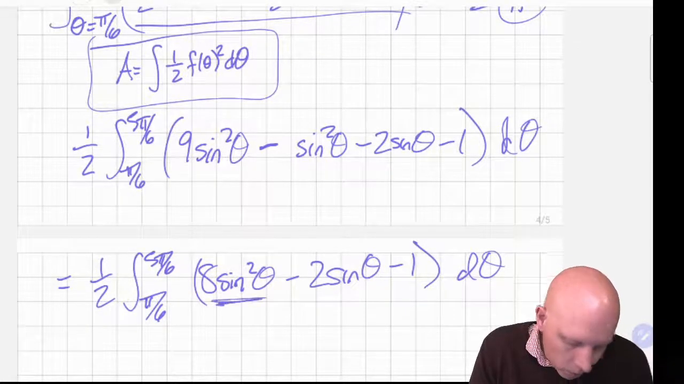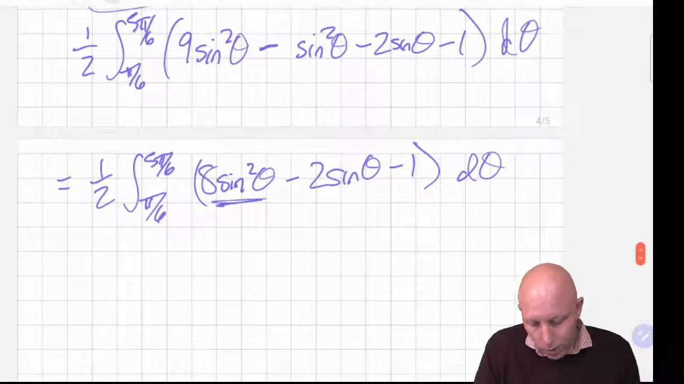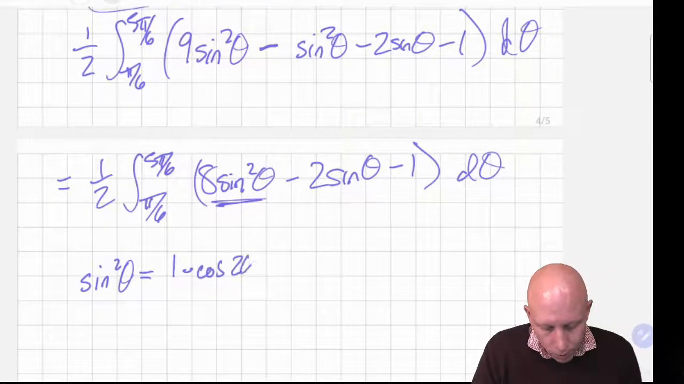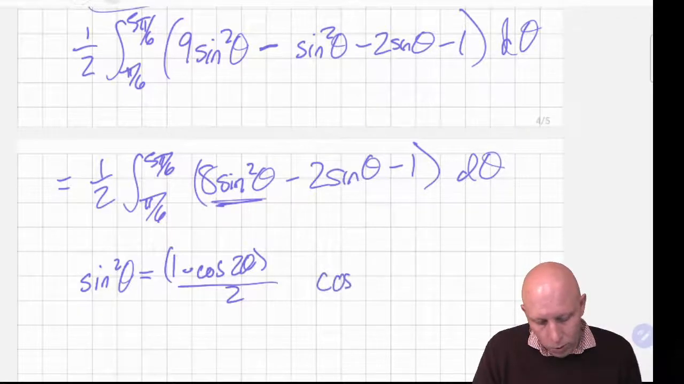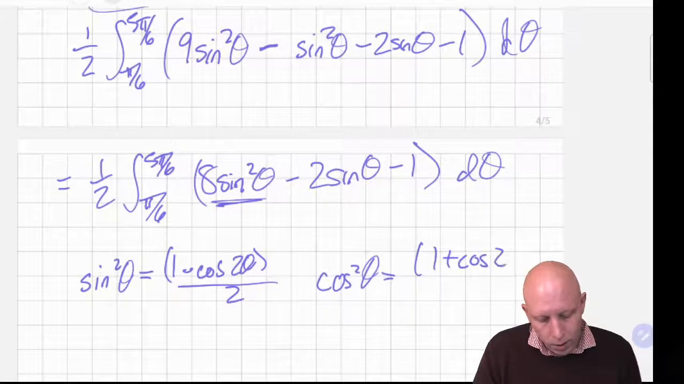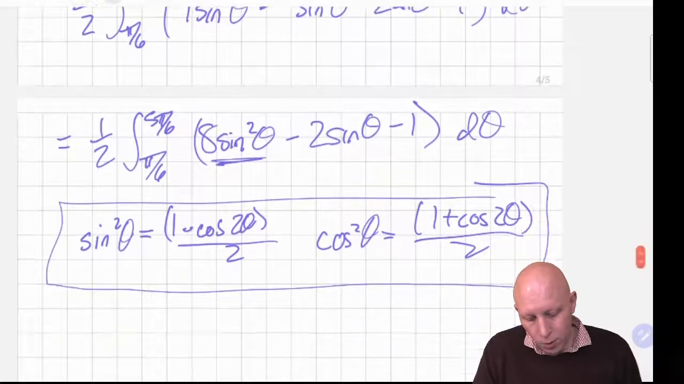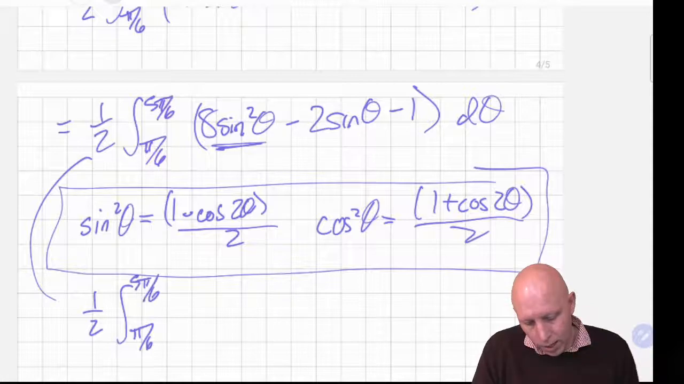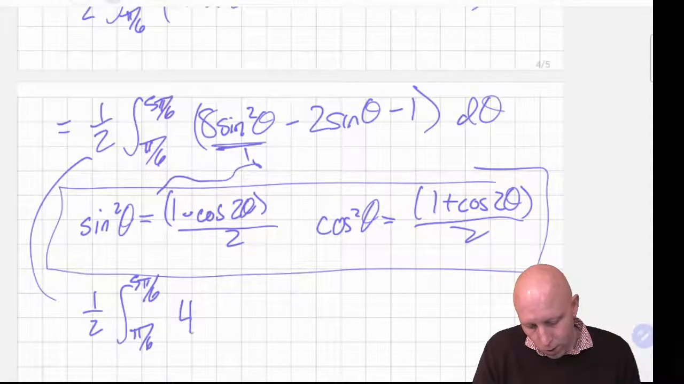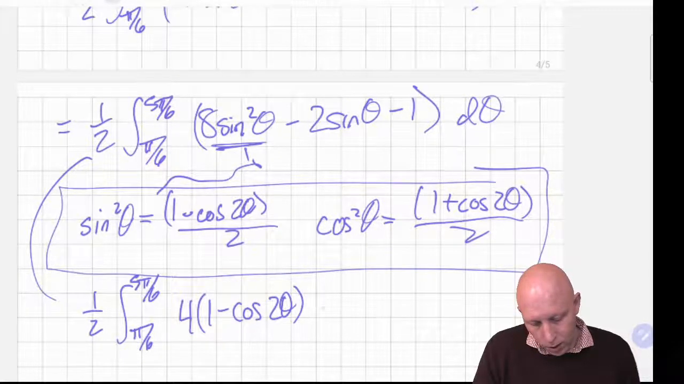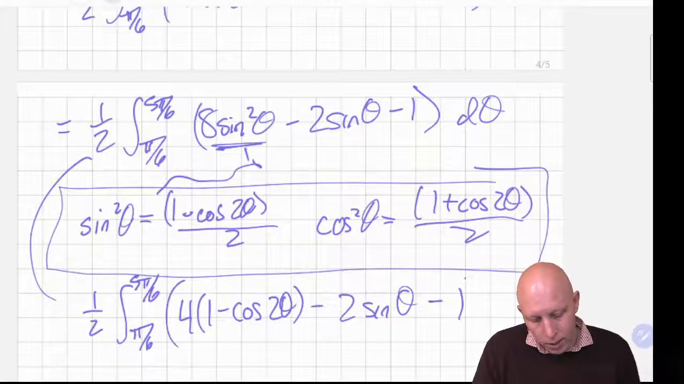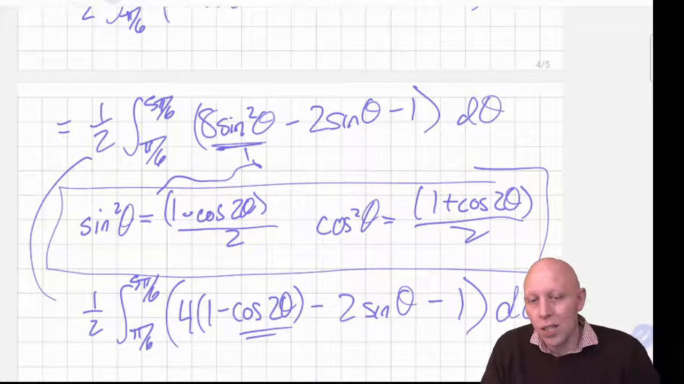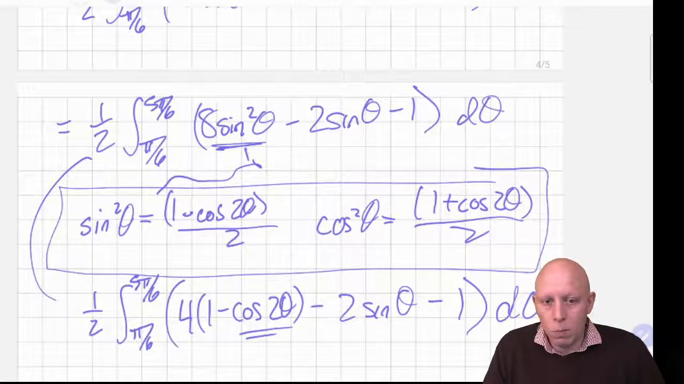And if you're ever doing an integral with a sine squared or a cosine squared, then it's important to remember that sine squared theta is equal to 1 minus cosine of 2 theta over 2, whereas cosine squared theta is equal to 1 plus cosine of 2 theta over 2. The reason why that's helpful here is we would get 1/2 integral from pi over 6 to 5 pi over 6 of 4 times 1 minus cosine of 2 theta, minus 2 sine of theta minus 1. And now it's easy to integrate cosine of 2 theta, much easier than it is to integrate sine squared of theta.